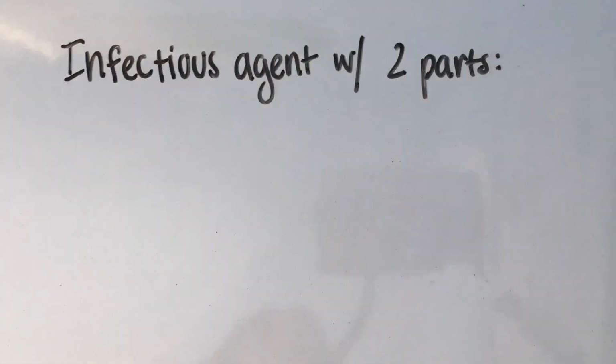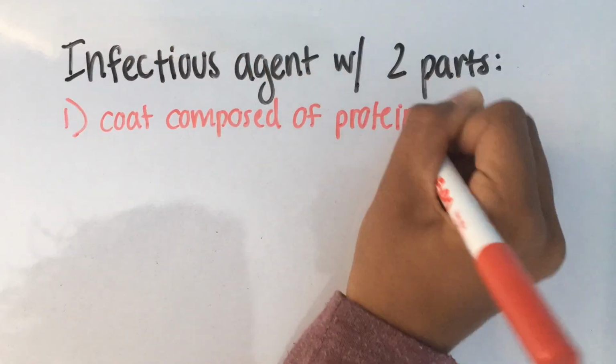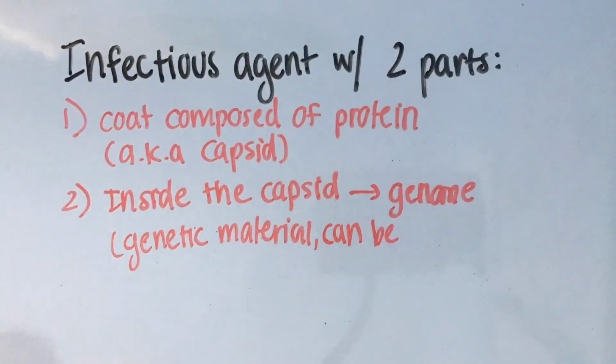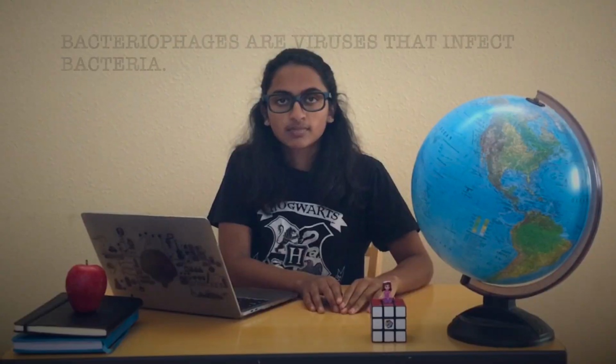So what is a virus? Well, it's an infectious agent that only has two parts: a coat composed of protein called the capsid, and inside the coat is the genome, which is the genetic material of the virus. The genome can be DNA or RNA.